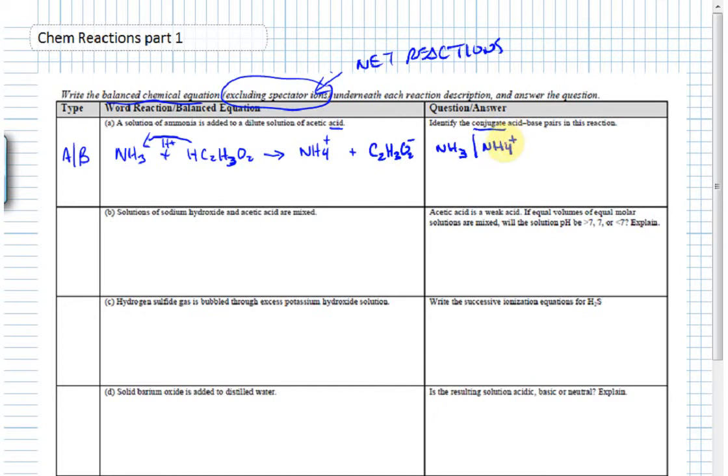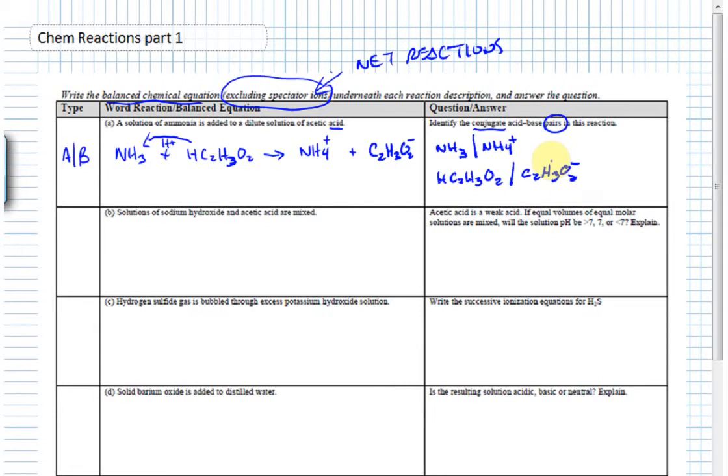Ammonia is the base. Ammonium ion is the conjugate acid. Turn it around. Ammonium ion is the acid. Ammonia is the conjugate base. Get it? Conjugate acid-base pairs. The other conjugate acid-base pair is acetic acid and acetate. So acetic acid now is the acid. It has the hydrogen ion. The acetate ion is the conjugate base. Bingo. So important skill, being able to identify conjugate acids and bases.